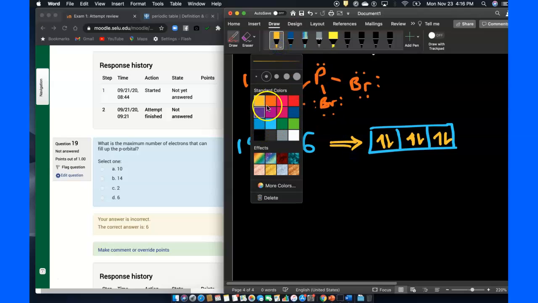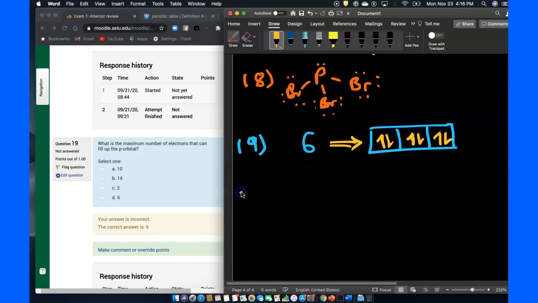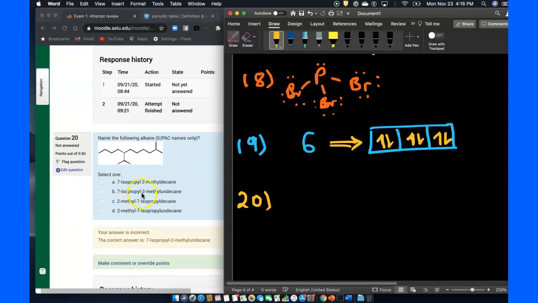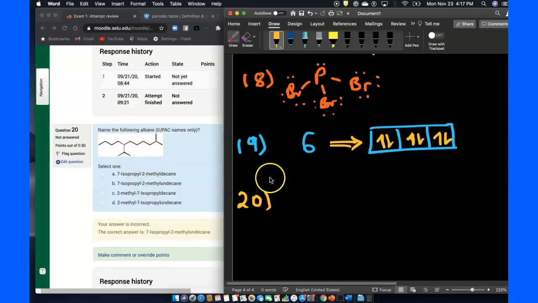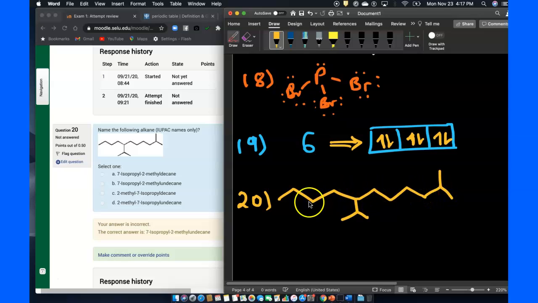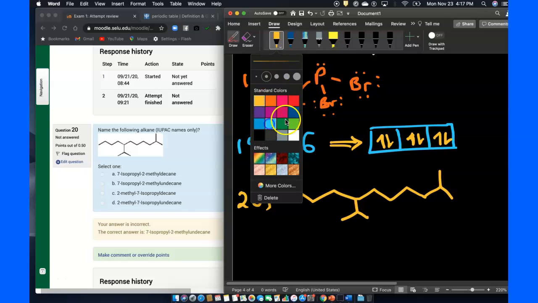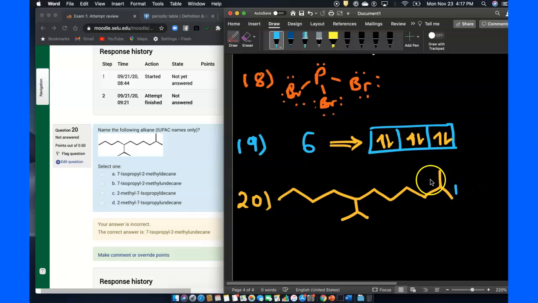And then we do the next question, number 20. Is there a question 20 or was that the last one? Oh, question 20, you have to give the name to this molecule. Let's see if I can draw it. Okay, so that's the chain length that we have to label. I might start from the left, and I'm tracking my longest chain.